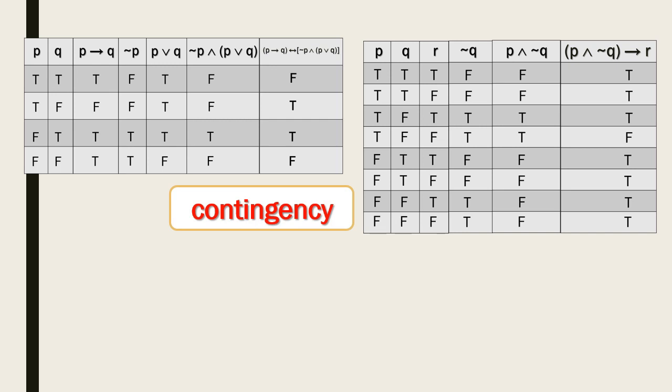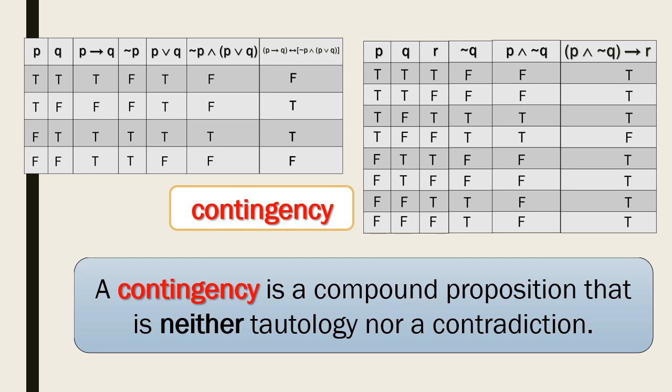So if the truth table looks like this, where the values in the last column are not all true or not all false, then it is called a contingency. A contingency is a compound proposition that is neither a tautology nor a contradiction. It is a contingency if the compound proposition in the last column is not all true or not all false. Remember, if all true, that's a tautology. If all false, that's a contradiction. If it is neither a tautology nor a contradiction, then it is called a contingency.